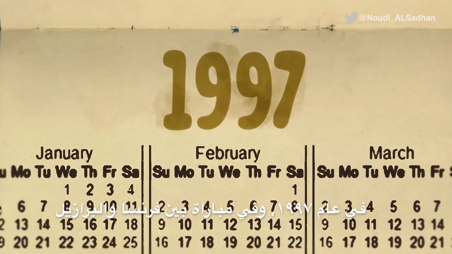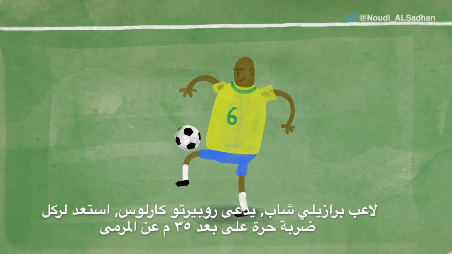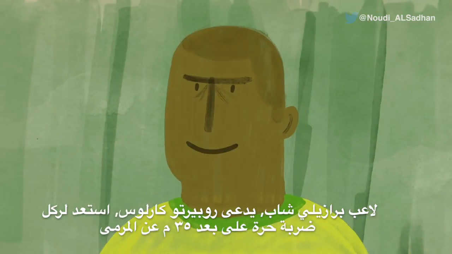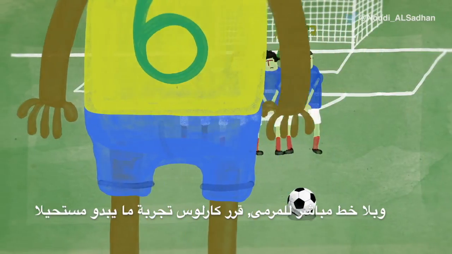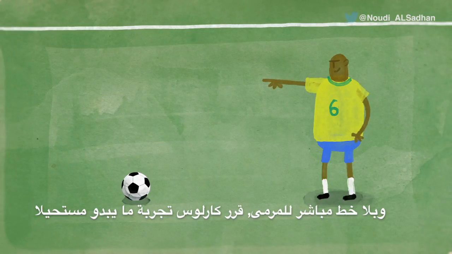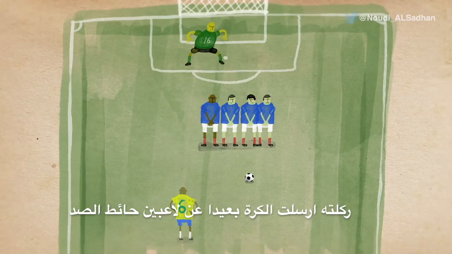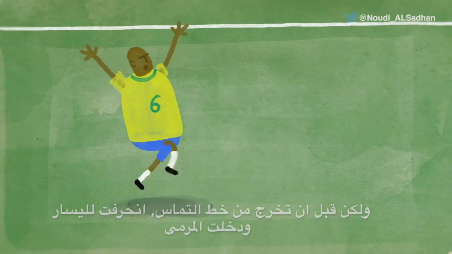In 1997, in a game between France and Brazil, a young Brazilian player named Roberto Carlos set up for a 35-meter free kick. With no direct line to the goal, Carlos decided to attempt the seemingly impossible. His kick sent the ball flying wide of the players, but just before going out of bounds, it hooked to the left and soared into the goal.